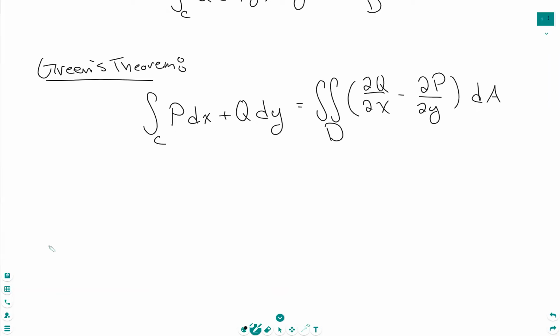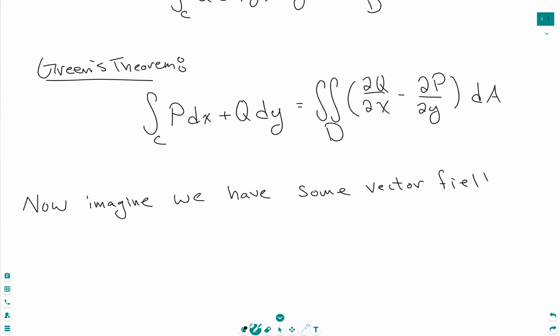So now, imagine we have some vector field that has component functions P and Q.